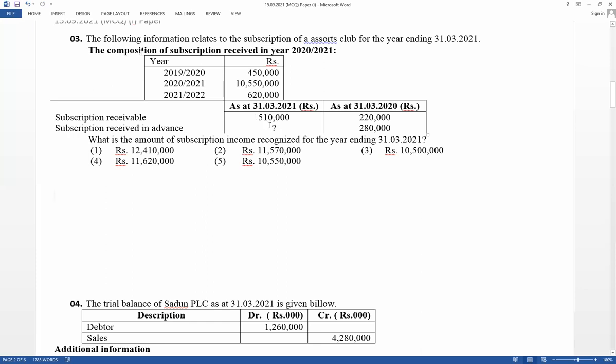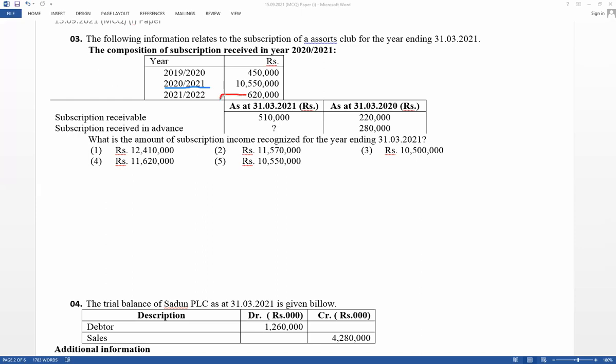Think about this example, very important: it has not given the subscription received in advance closing balance. Therefore, the subscription received in advance closing balance should be calculated. Think of accounting period 20 and 21 period. This is our accounting period. But subscription received for 21 and 22 period is also given. Therefore, this value should be considered as subscription received in advance.